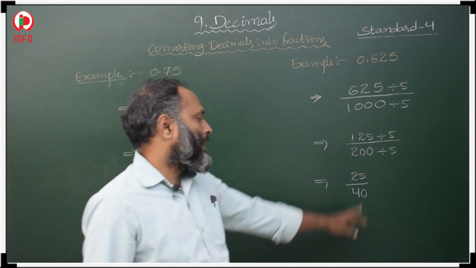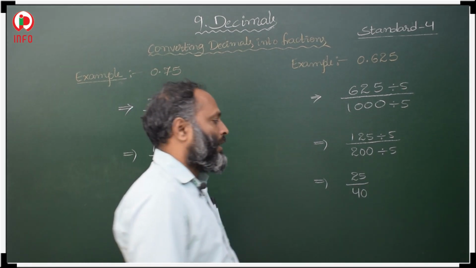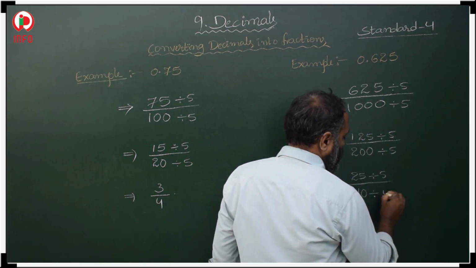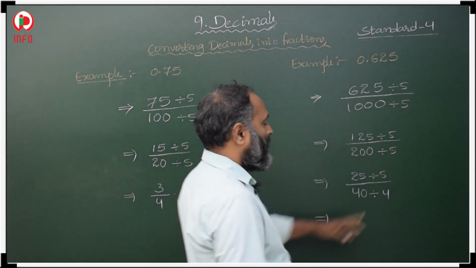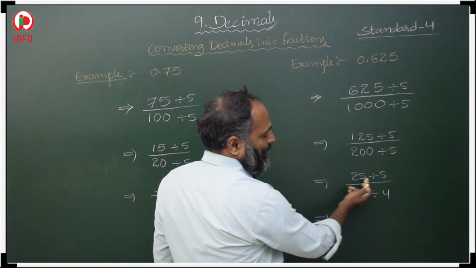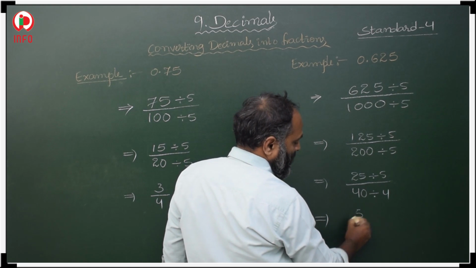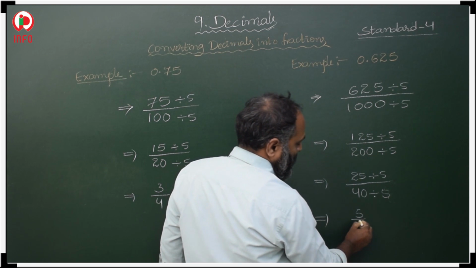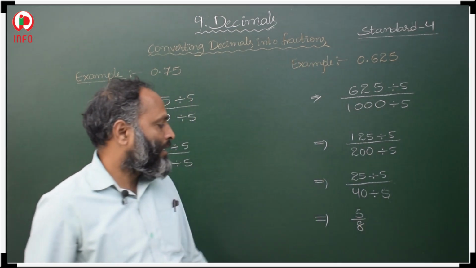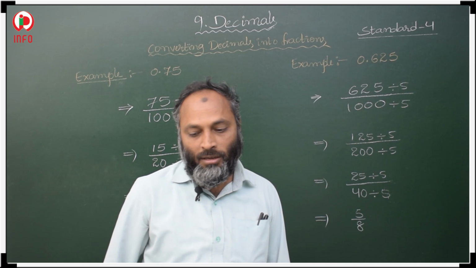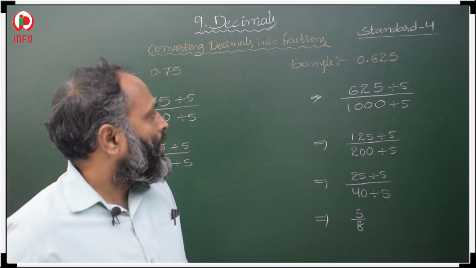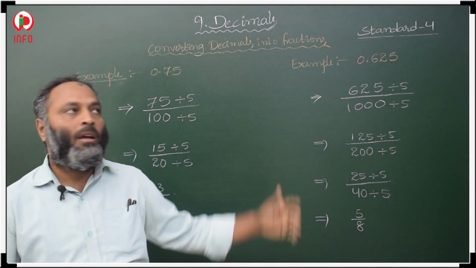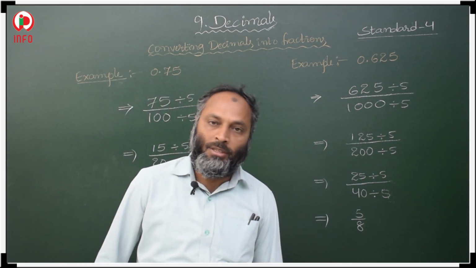Okay. Again here we have 5 and 0 in the ones place. Again these two are divisible by 5. 25 divided by 5 is 5, and 40 divided by 5 is 8. It means 5 by 8. 5 by 8 is nothing but 0.625. Okay. This is the method to convert decimal numbers into fractions.